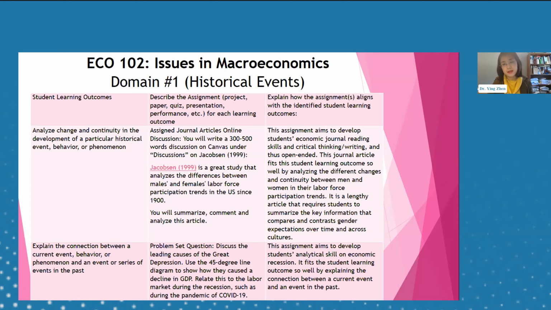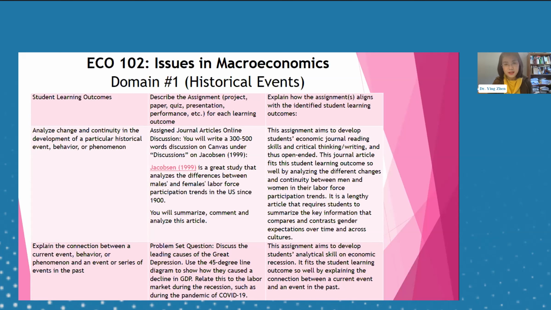So therefore, I would encourage them to relate this to the labor market during the recession in general, because there were several very well-known recessions that happened afterwards. For example, a very recent one that happened in 2007 and lasted until 2013, which is a very long one. So I would encourage them to relate to more recent recessions, and especially the most recent one, the pandemic of COVID-19.